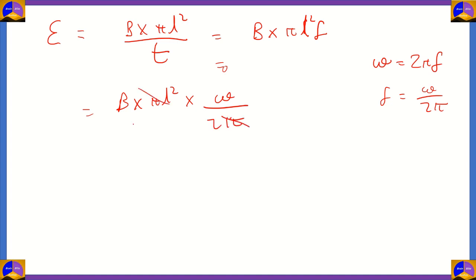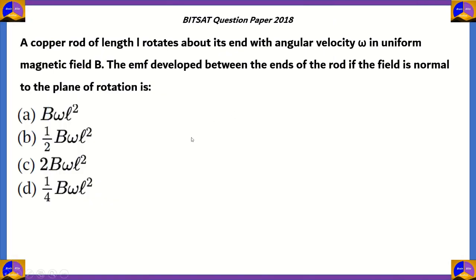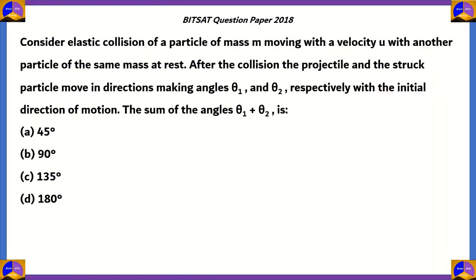So the pi gets cancelled here. So you have 1 by 2 B omega L squared. So this is the correct expression for the induced EMF in this question. So the EMF developed between the ends of the rod, if the field is normal to the plane of rotation, is option B, half B omega L squared. So that is the correct answer to this question. Let's look at the next question.